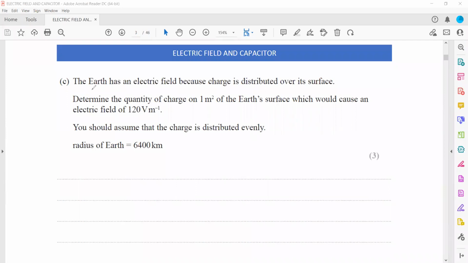Another: the earth has an electric field because the charge is distributed over the surface. Determine the quantity of charge on 1 square meter of earth's surface which would cause an electric field strength of 120 volts per meter. You should assume that the charge is distributed evenly and the radius of the earth is 6,400 kilometers.